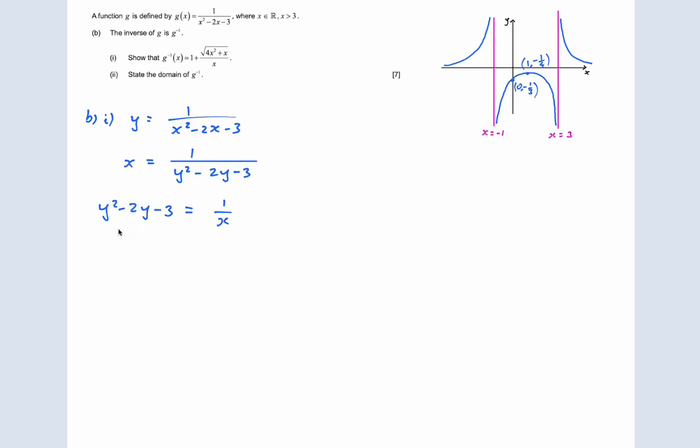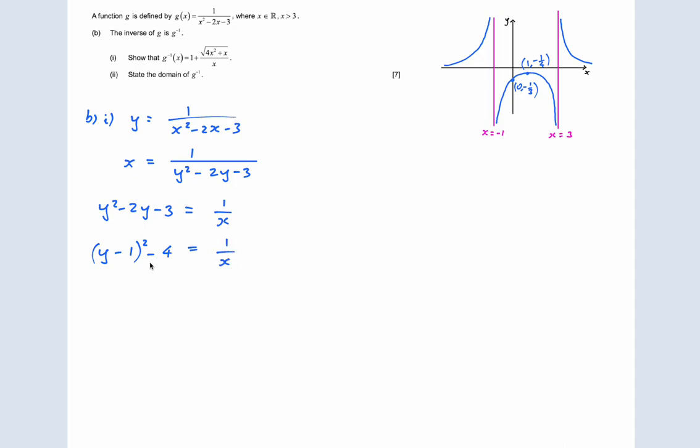Okay, now I'm going to complete the square. I'll do this quite quickly, guys. If you don't know how to complete the square, go and watch my video on it or find out how to do it. But we essentially half this, makes it 1, square it, subtract 1 and subtract 3, so minus 4. So that's the completed square. If you multiply this out, you get y squared minus 2y plus 1 minus 4, which is this. It's the same thing. And this equals 1 over x.